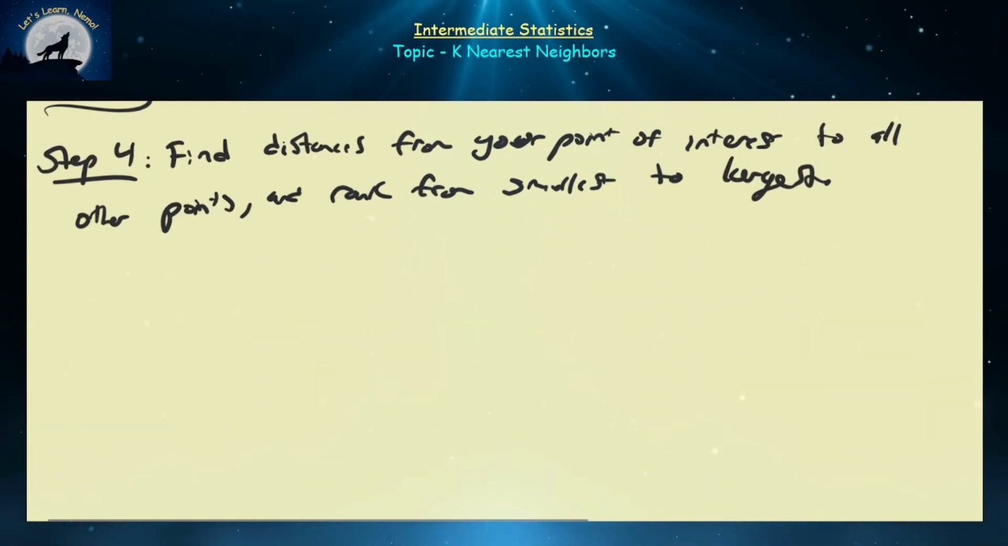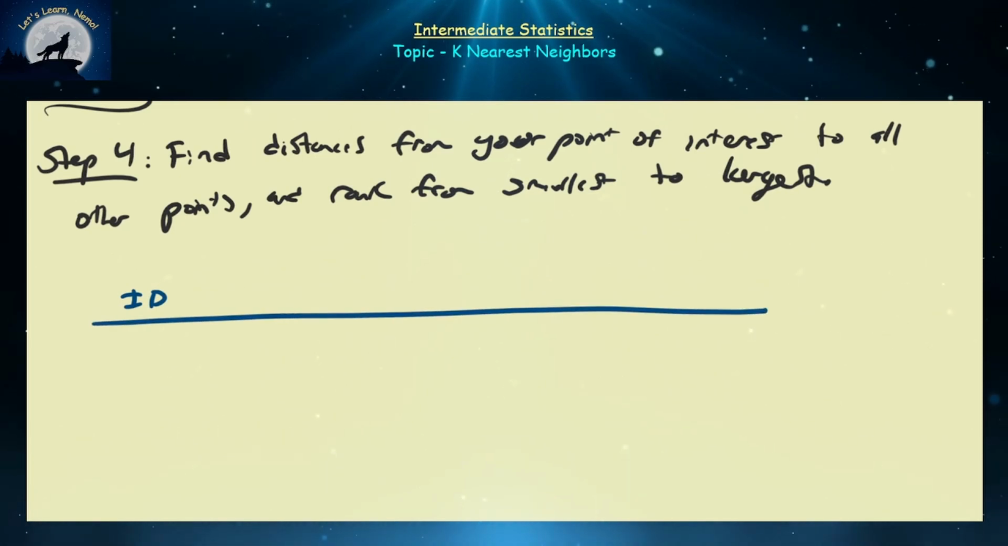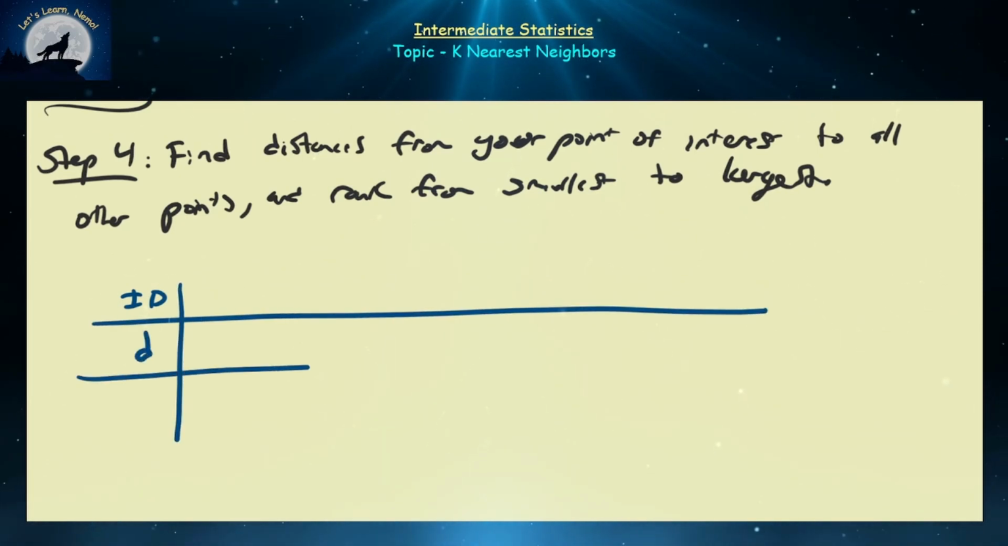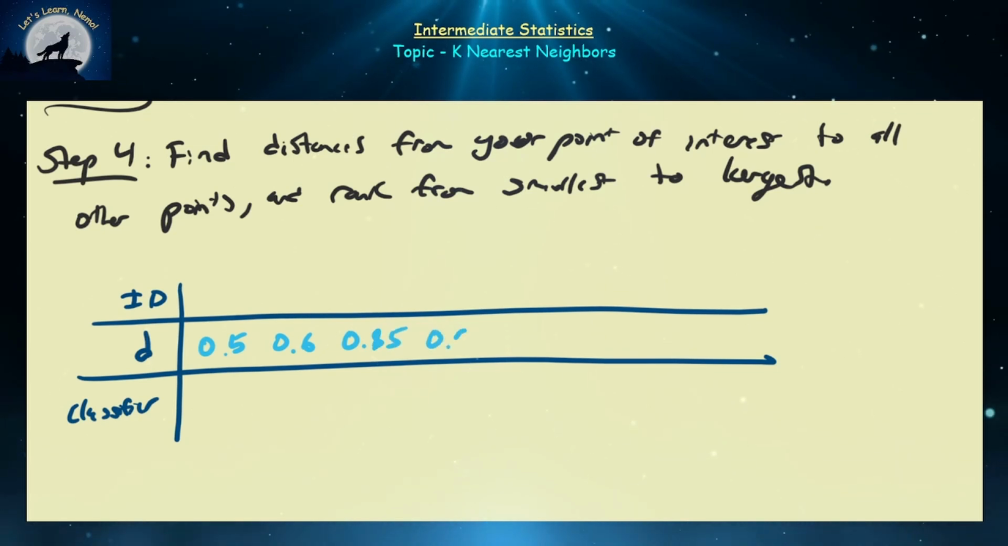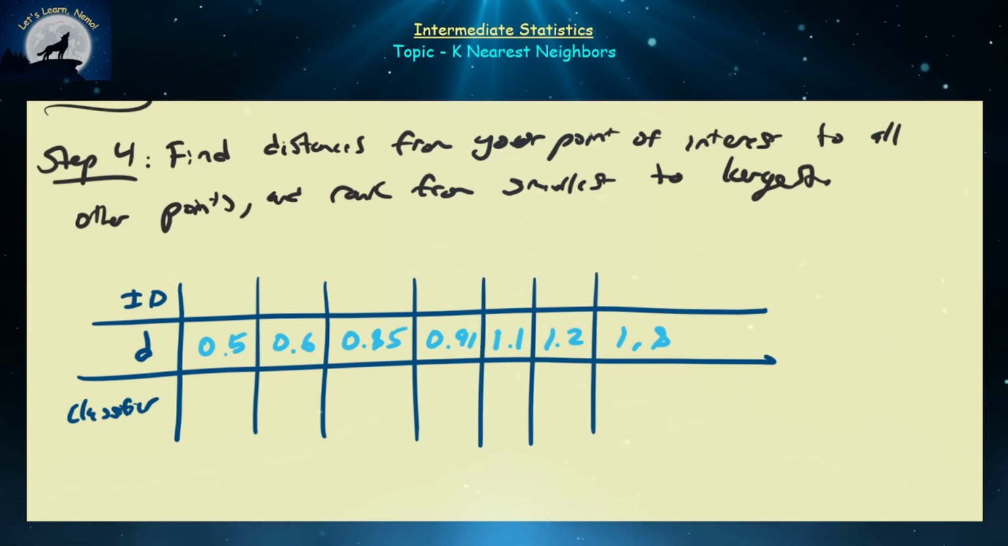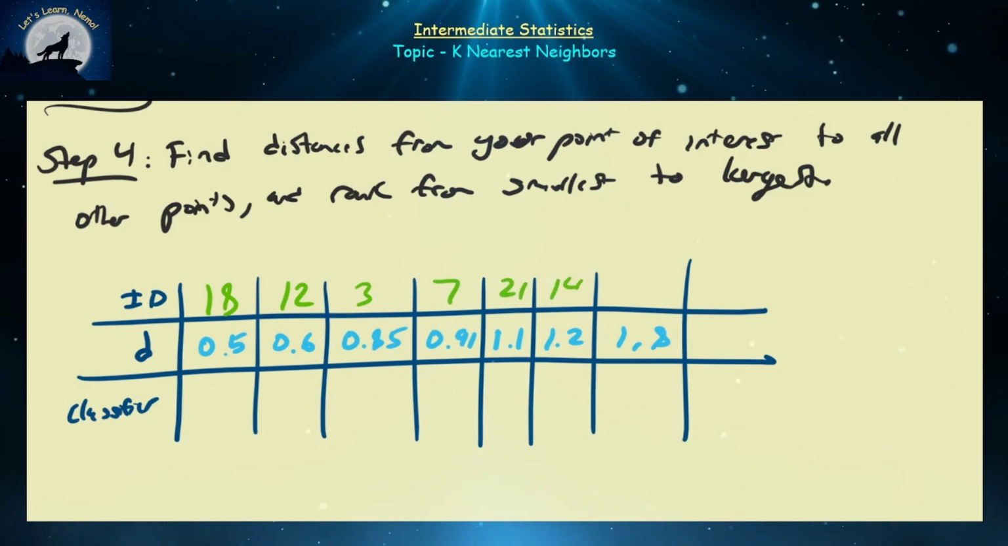And what you're going to have here is your point IDs, which you're going to change from 1 to m. And then you're going to have your distance metric, delta. And then you're going to have the associated classifier for that point. All right? So let's assume that the closest distances are 0.5, 0.6, 0.85, 0.91, 1.1, 1.2, and 1.8. And keep in mind, when you standardize your predictors, these numbers are usually going to be relatively smaller than if you were to keep the original units. Now let's assume that this corresponds to point number 18 in your data set, 12, 3, 7, 21, 14, and 9, so that we know the original data that these distances came from.